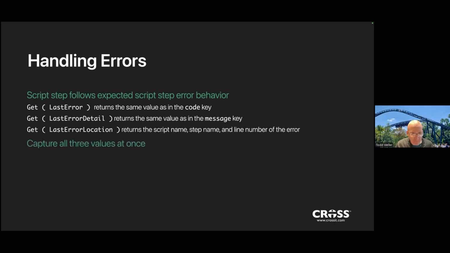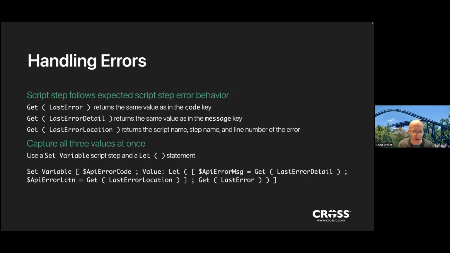Now, unfortunately, once you set a variable to get last error, all of a sudden that's succeeded, so you've lost what the actual error was. So you want to be able to capture all three values at once. That's where you use a set variable script step and then the let statement so that you can declare all three variables at the same time in a single set variable step. So it looks something like this, where we're getting the message, the location, as well as the error number.